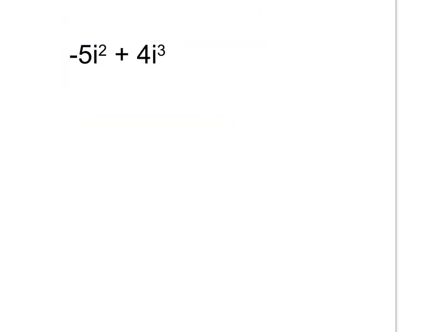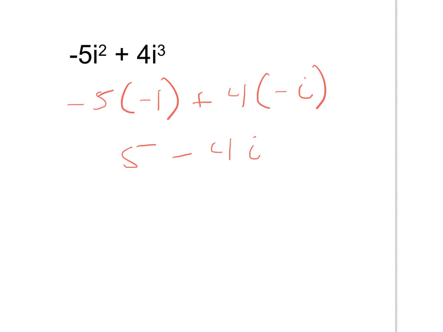Couple more here: 5i squared plus 4i to the third, let's simplify. This is negative 5 times i squared, which is negative 1, plus 4 times i to the third, which is negative i. This looks like 5 minus 4i.